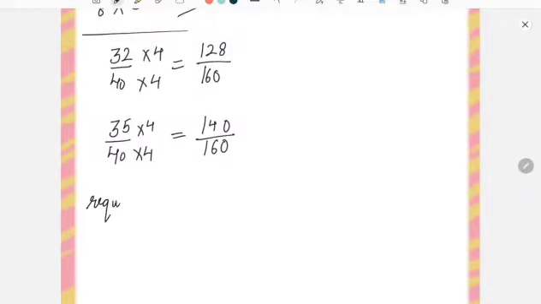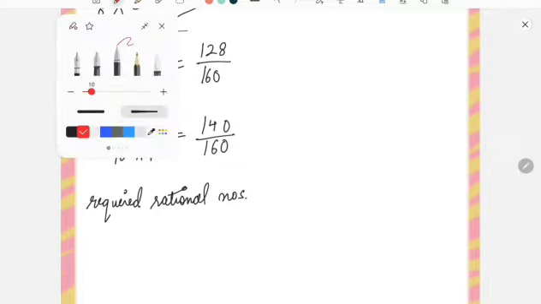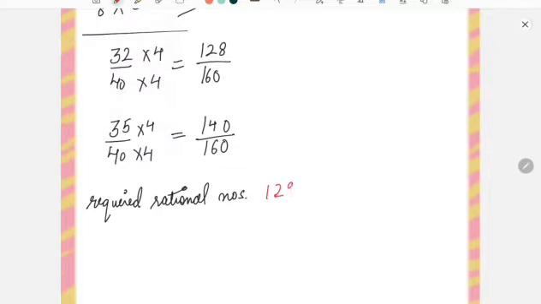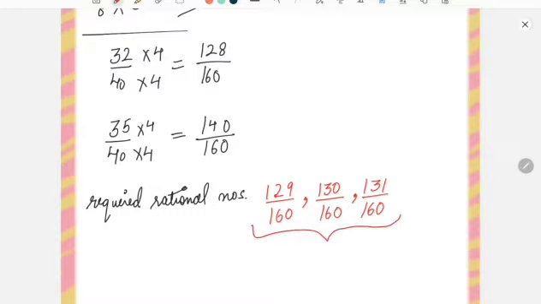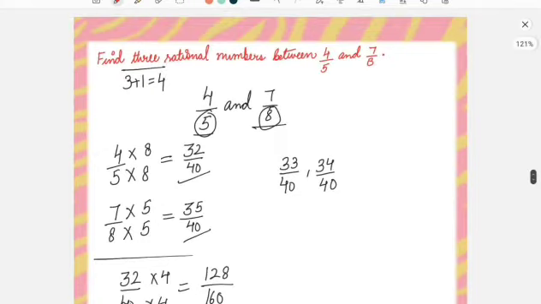Required rational numbers will be 129 by 160, 130 by 160 and 131 by 160. हम इसके आगे के भी ले सकते हैं 132 139 तक. It is completely your choice. But हमें 3 चाहिए तो we are choosing these 3. So these 3 are the rational numbers that we get between 4 by 5 and 7 by 8.